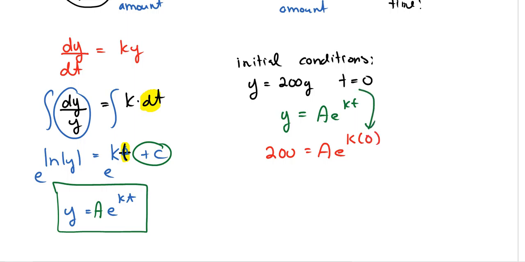Okay, so this is the same thing as 200 equals a e to the power 0, so this e to the power 0 is going to be 1, so this will be a equals 200. Okay, so before I can solve the problem, we need to go ahead and find what this value of a is.